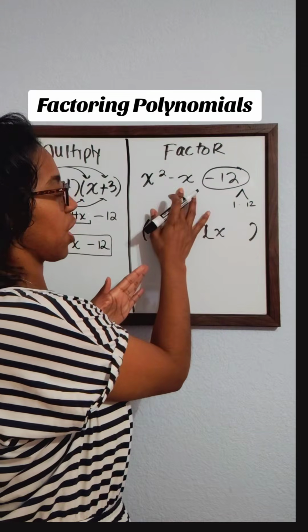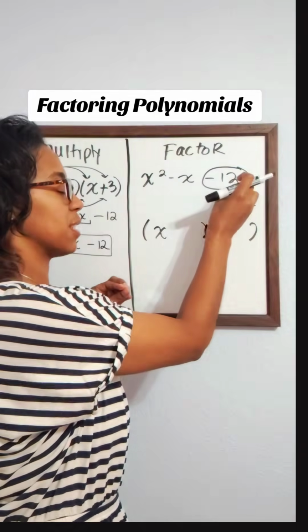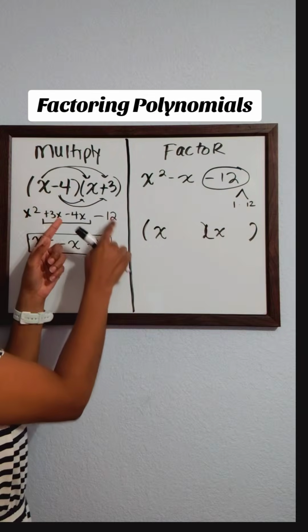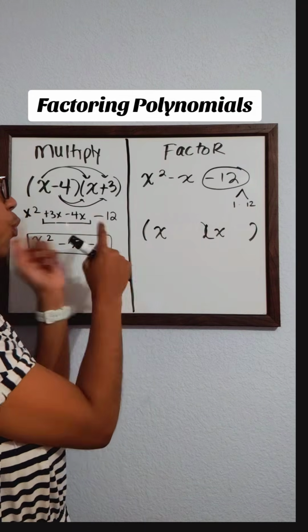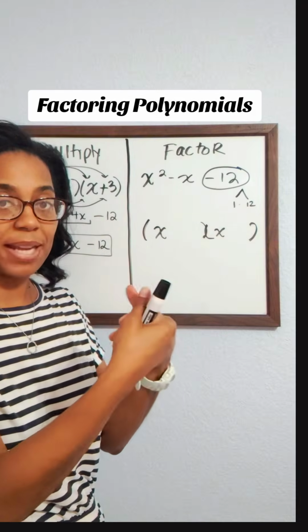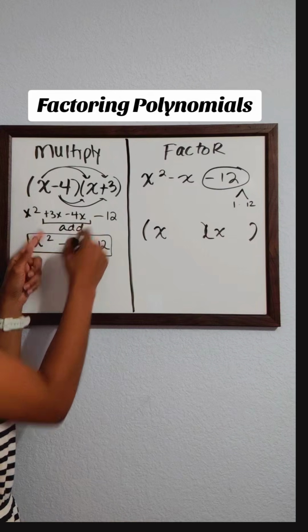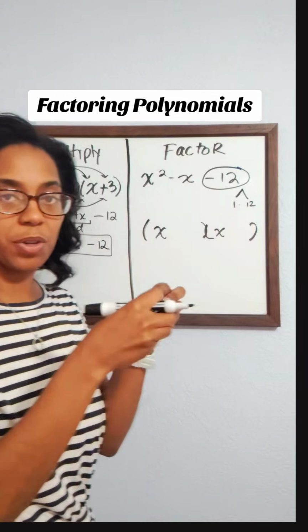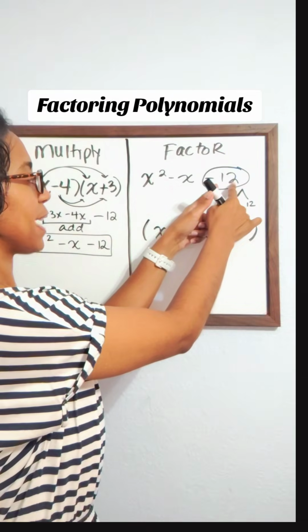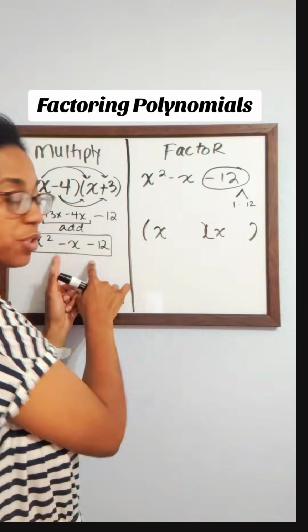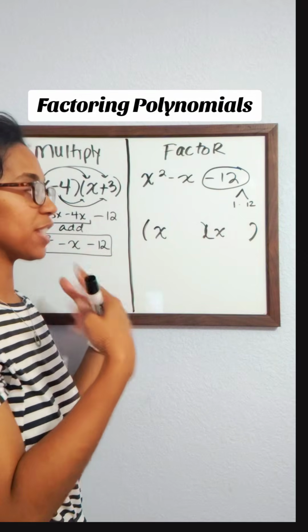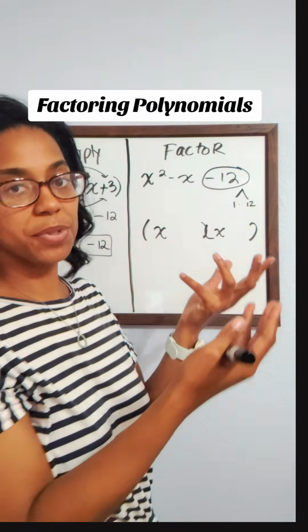To get the middle term, I look at this last number, negative 12, and I'm going to determine what two numbers multiply to make negative 12. But remember, I had to add to get my middle term. So that's what we're doing. I had to multiply to get my last term, and I had to add to get my middle term. That's how I got my final answer. And that's where the steps for factoring polynomials come from.